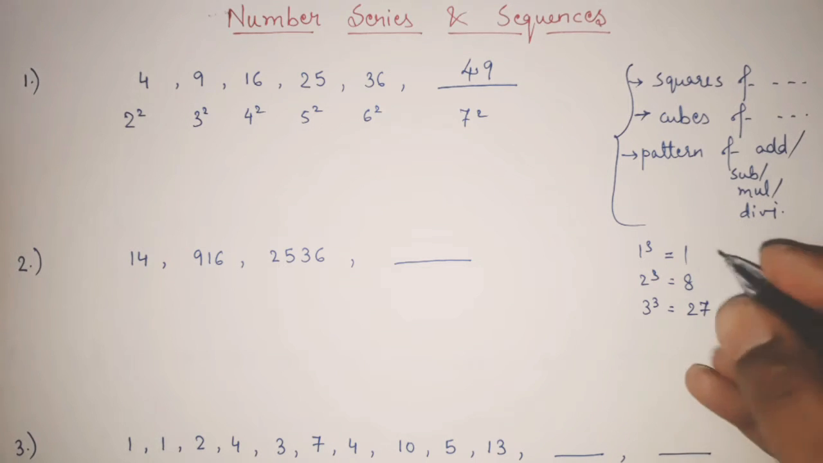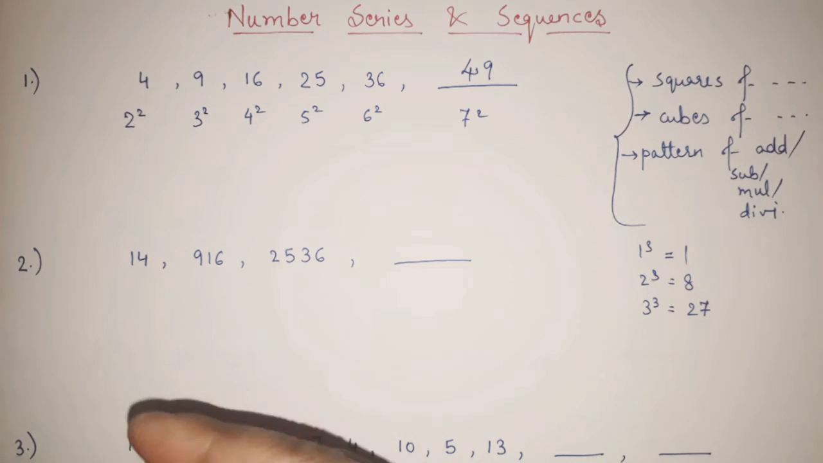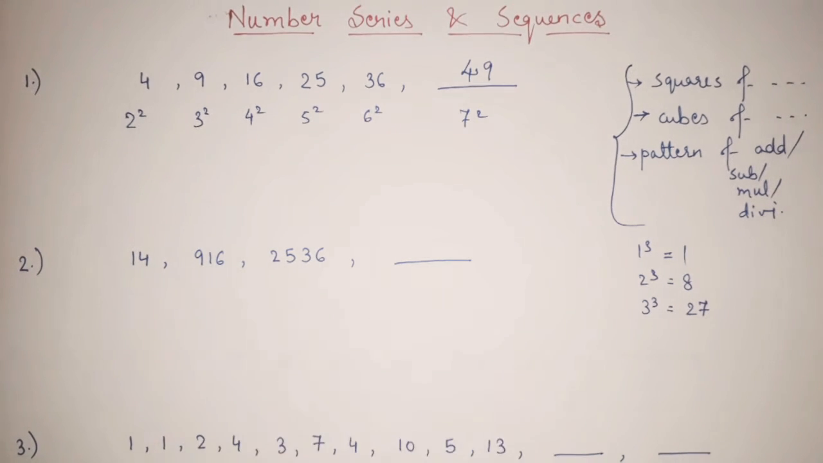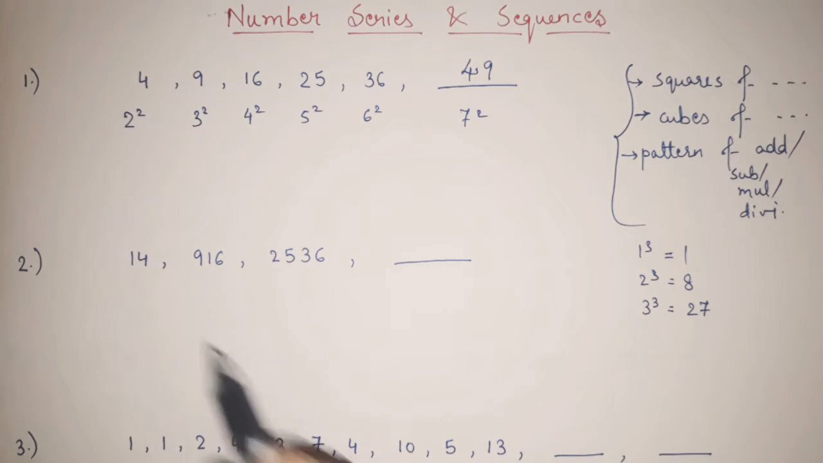Fine. So 1 cube is 1, 2 cube is 8, 3 cube is 27. That means 14 is not the cube of any number, right? So this sequence is not the square of any numbers. This sequence is neither the cube of any numbers. So these are the common possibilities that we have already checked.